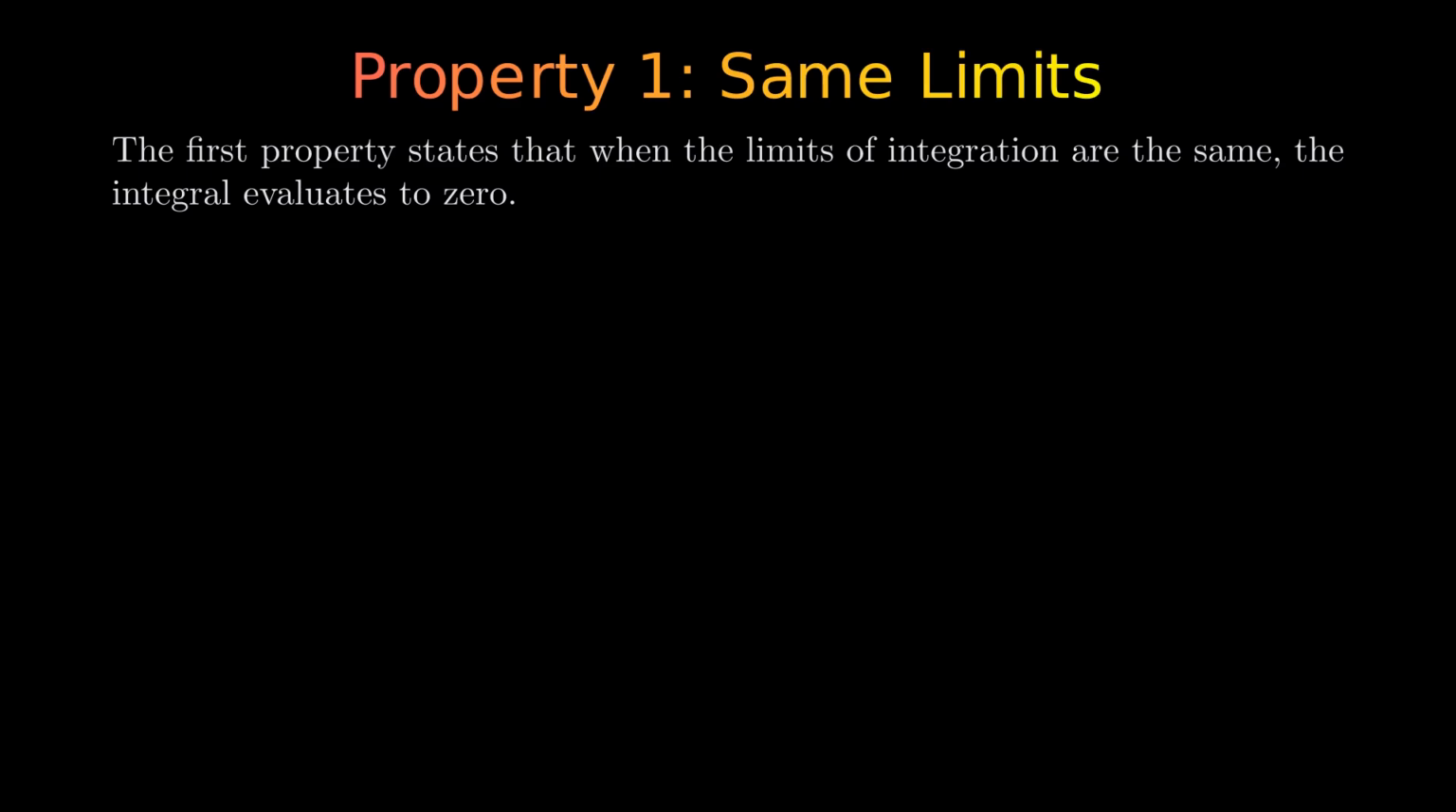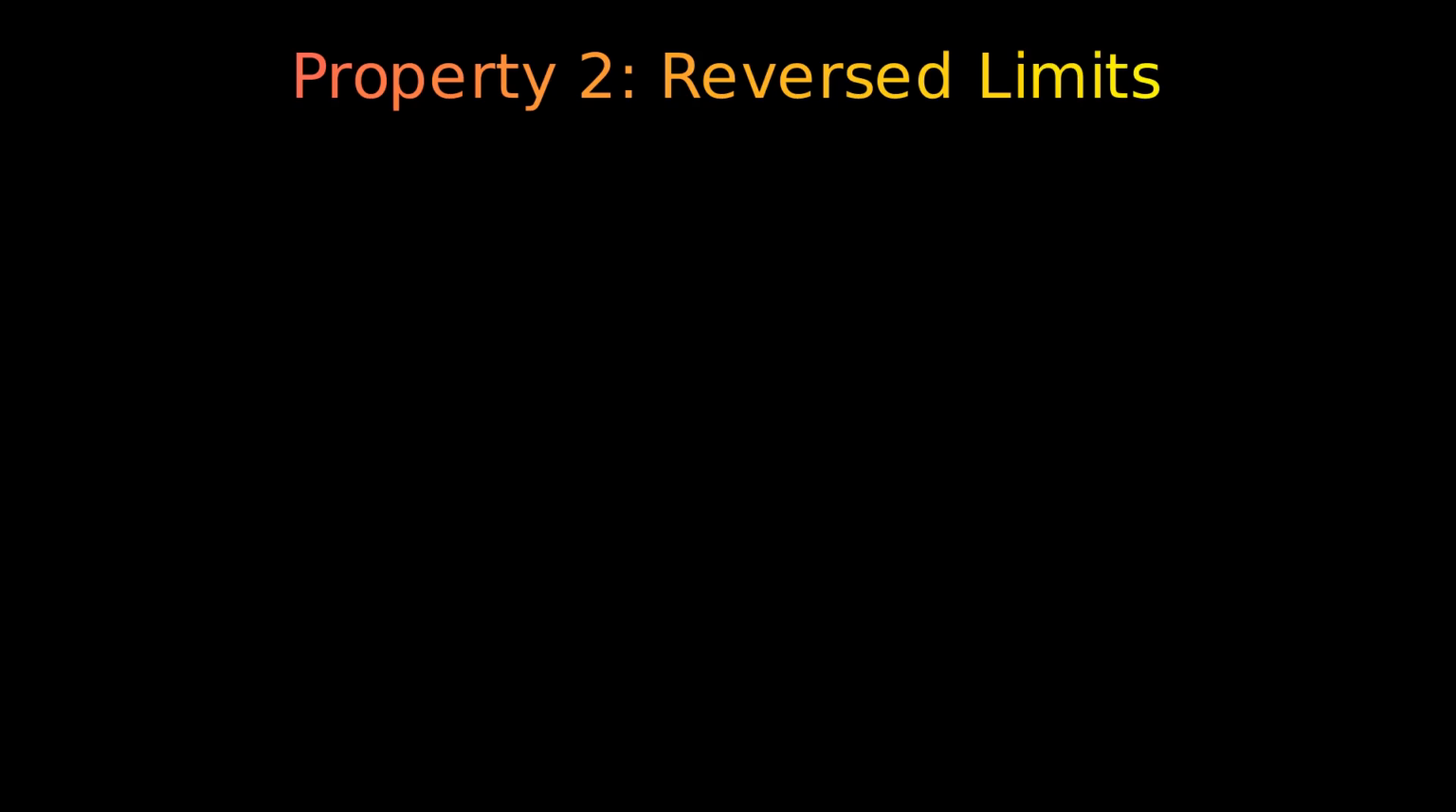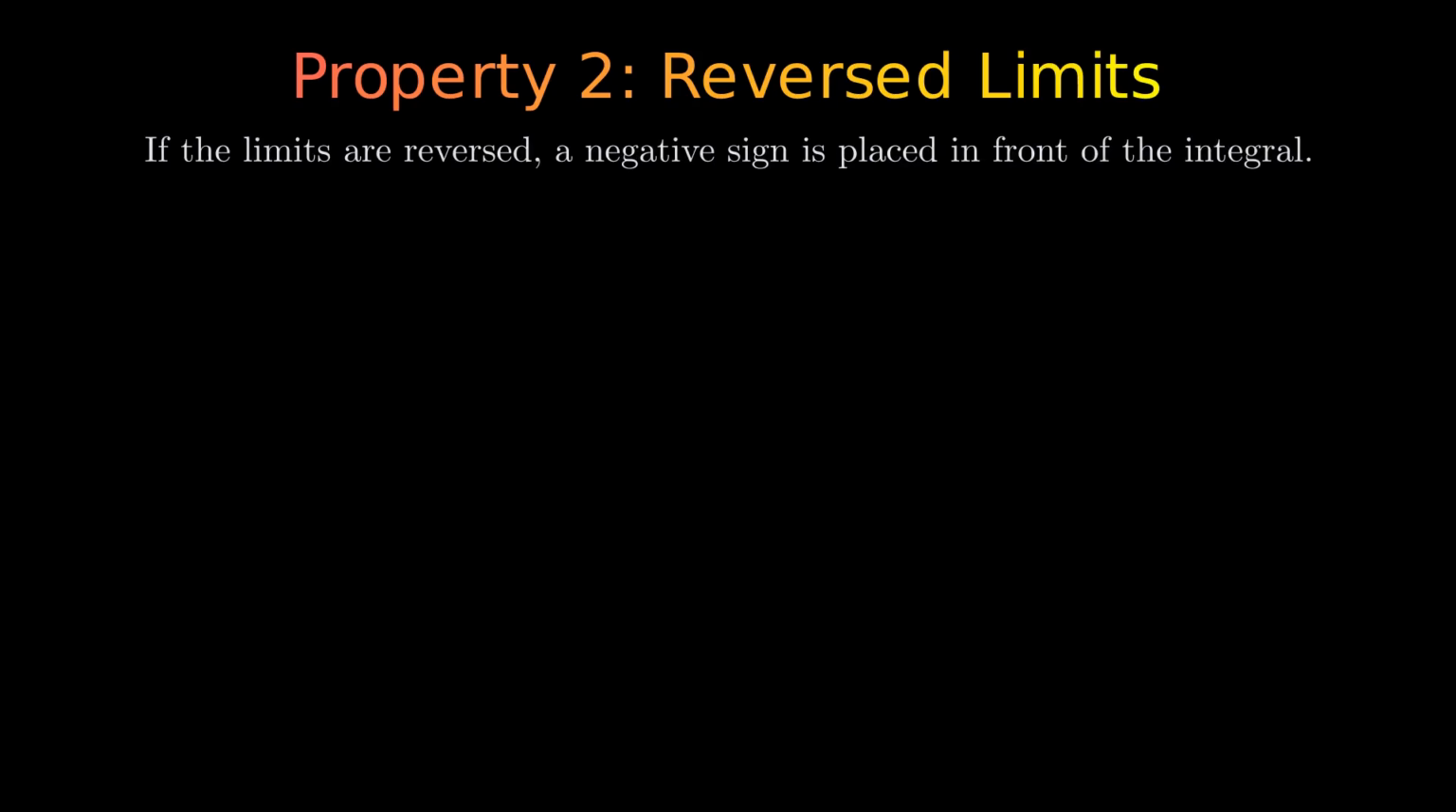Now, what happens if we switch the direction of integration by flipping the limits? Well, in this case, a negative sign emerges in front of the integral. This occurrence illustrates how the reversal of integration direction transfers the outcome into a negative value.